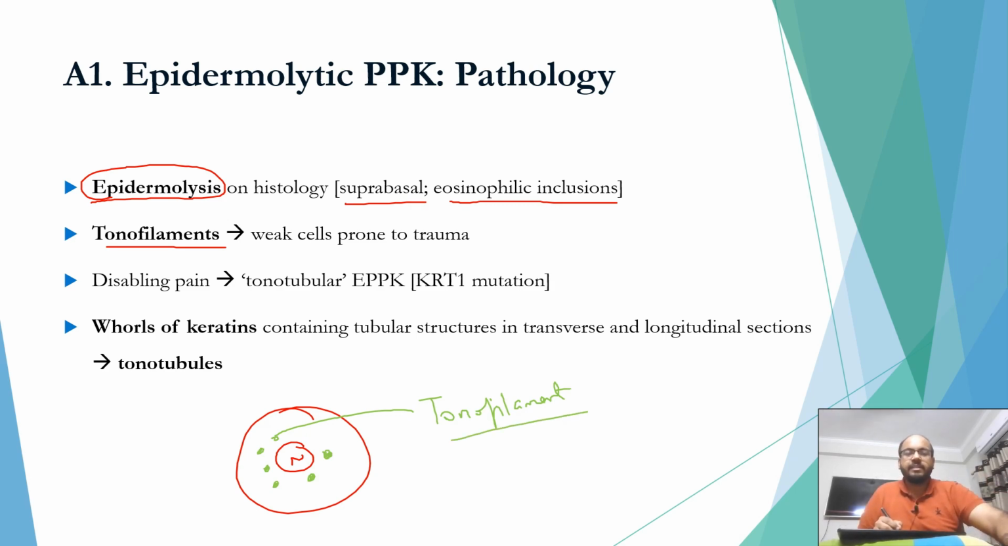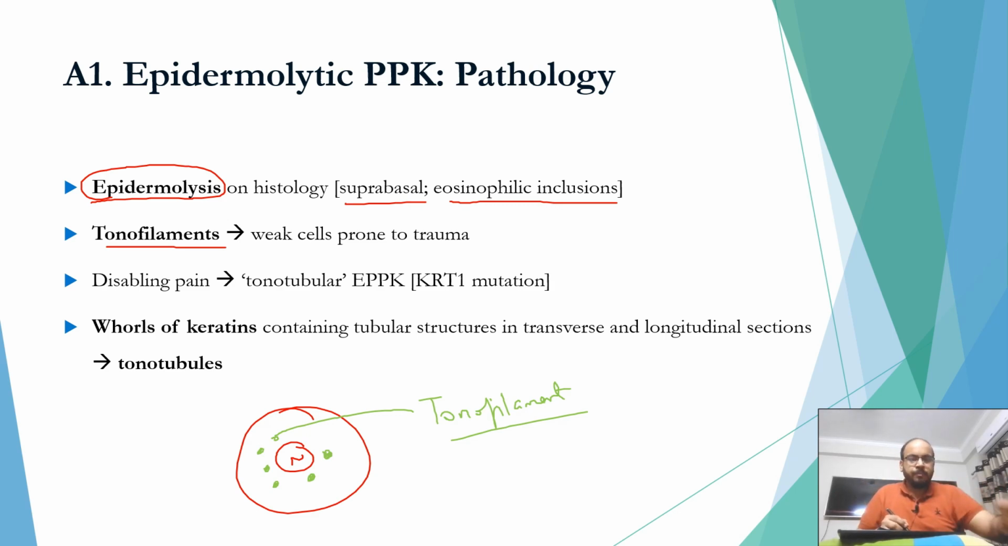Clear? And because of the wires not being there, or there being improper keratin, the cell is not able to maintain its shape and gets damaged easily. And this damage leads to epidermolysis, and this epidermolysis leads to epidermolytic palmoplantar keratoderma.